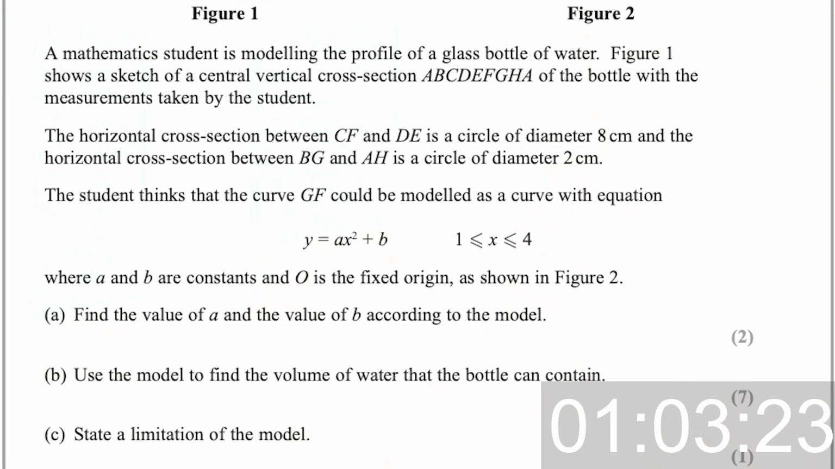They mean wine. Figure 1 shows a sketch of a cross section. Measurements taken by the student, right? So we've got a circular bit. Okay, and then we're going to model. Ooh, there's a lot going on here. Okay, so let's write this out. So I've got question 9.